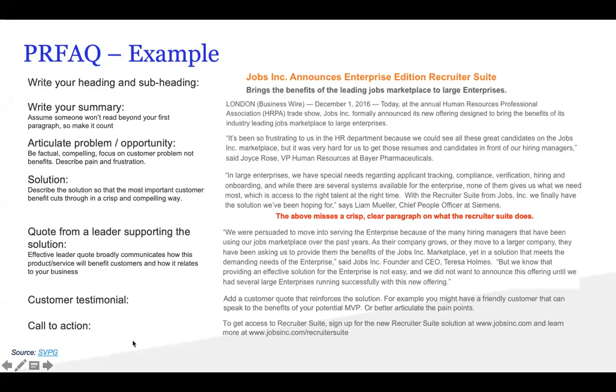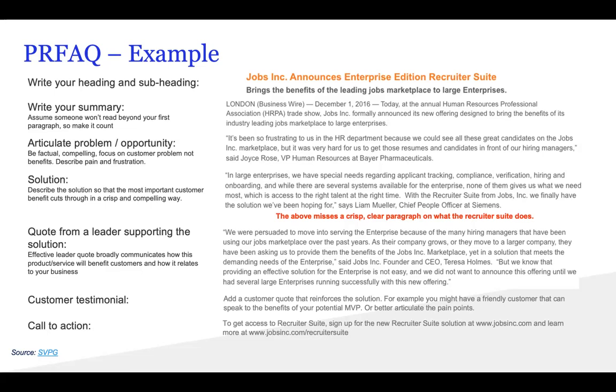So let's go through an example. I found this example on Silicon Valley Product Group. But quite frankly, I think if you just search for Amazon PRFAQ examples or samples in Google, I'm sure you'll find a plethora of examples. But I want to use this example to walk you through what the different sections are in the press release. The press release is really the one page that sets the stage for people to either keep reading or stop reading.